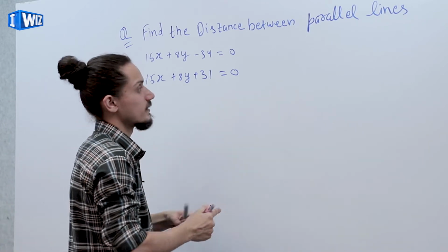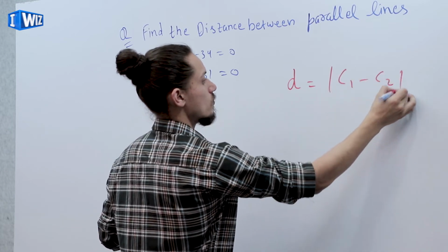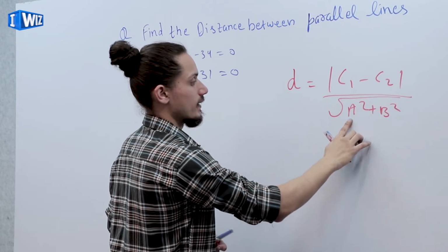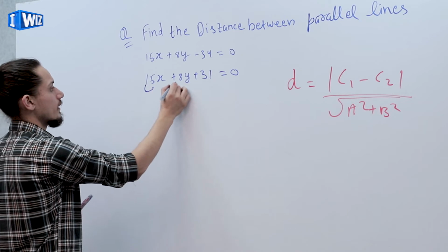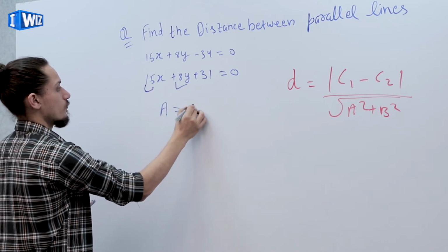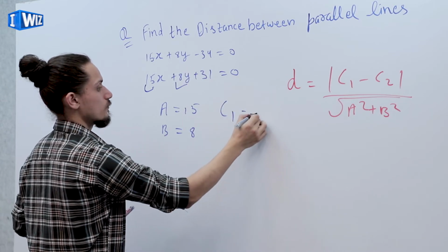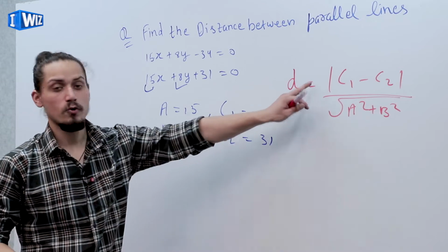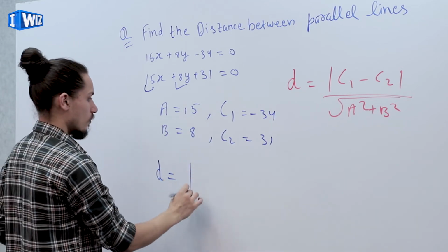So firstly, the distance between two parallel lines is given by d is equal to mod of c1 minus c2 divided by under the root a square plus b square. हमें क्या निकालना है, a, b, c1, c2 चाहिए हमारे पास, तो a और b हमारे पास क्या है 15 and 8. a is equal to 15, b is equal to 8, c1 हमारे पास minus 34 and c2 है हमारे पास 31. Okay, four quantities हैं.